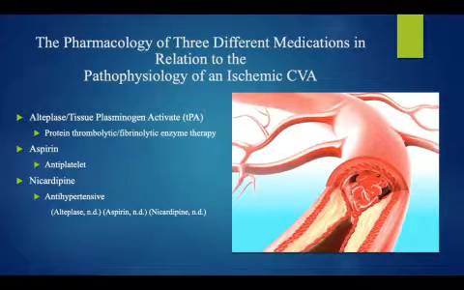Primarily, my focus will be on the pharmacology of 3 different medications in relation to the pathophysiology of an ischemic stroke, which are alteplase, tissue plasminogen activator, TPA, which is a protein thrombolytic fibrinolytic enzyme therapy, aspirin, which is an antiplatelet, and nicardipine, which is an antihypertensive. I will explain each medication in detail.